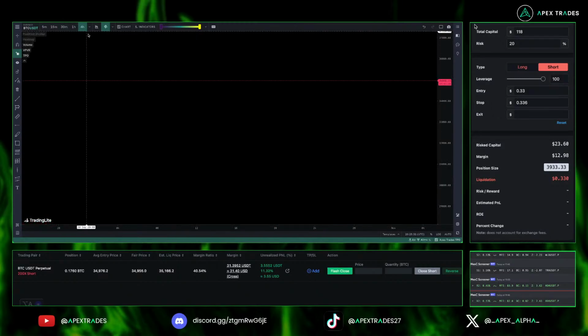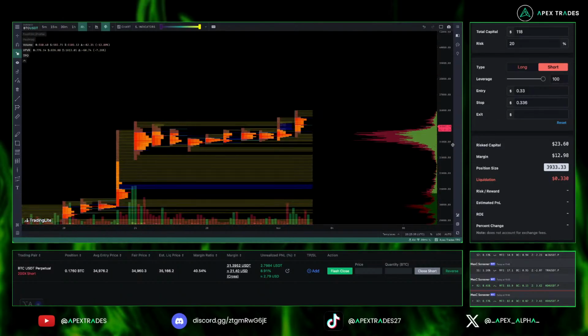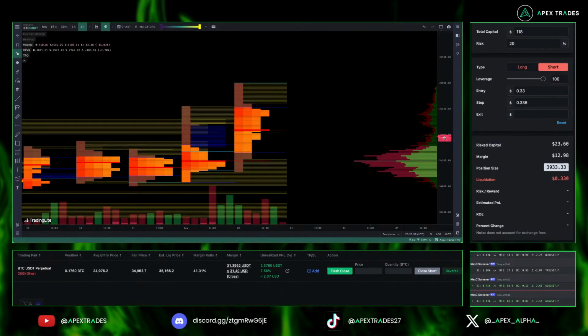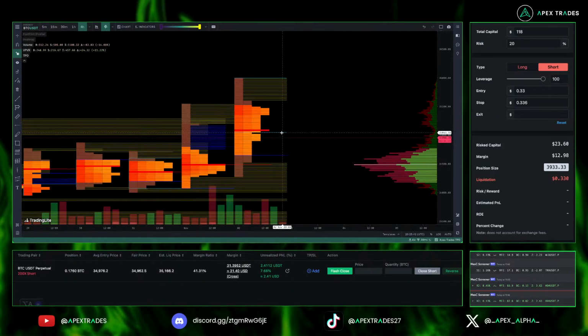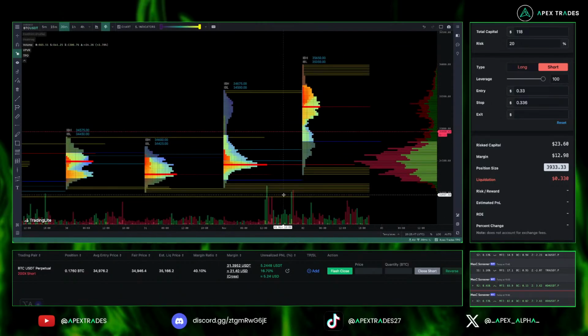What does the 4-hour distribution look like? Zoom in a little bit there, it's a bit messy. Over 4 hours we're currently below the point of control. Let's see if we get a reaction at this value area low.